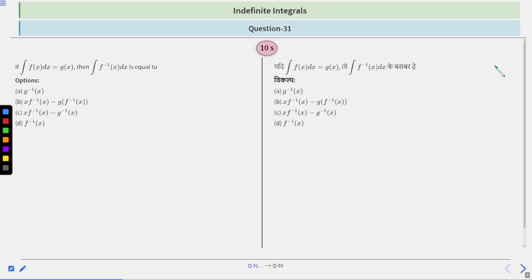So let's start with question number 31. It says, if integration of f(x) dx is equal to g(x), then what is the integration of f inverse x dx?